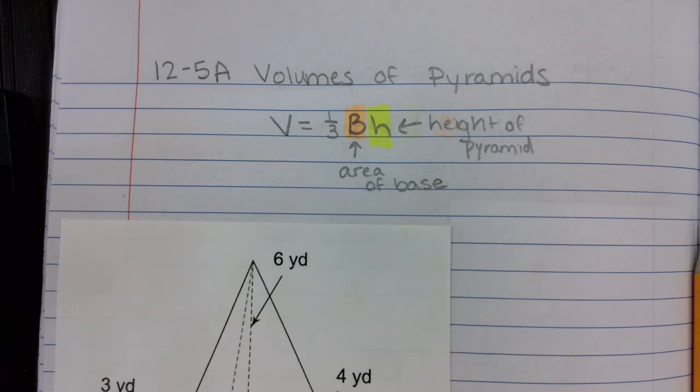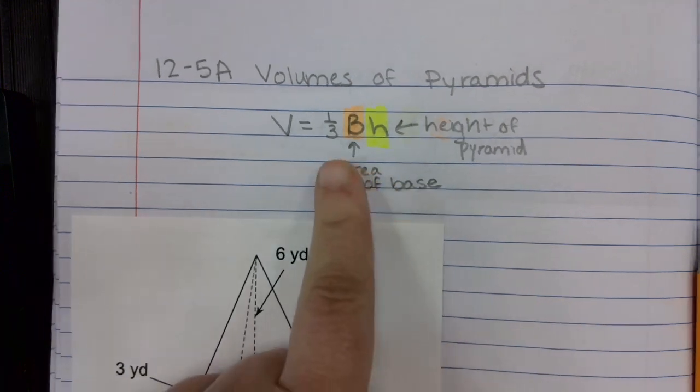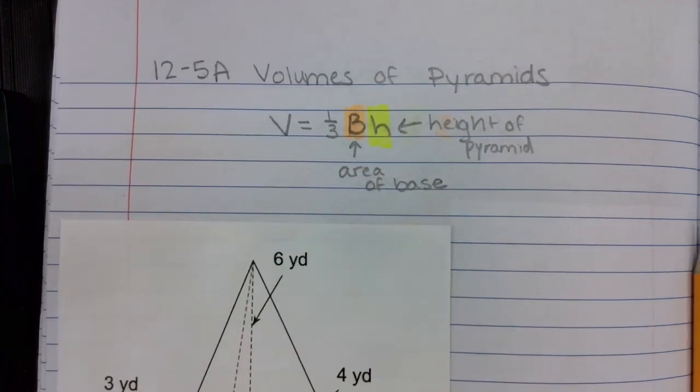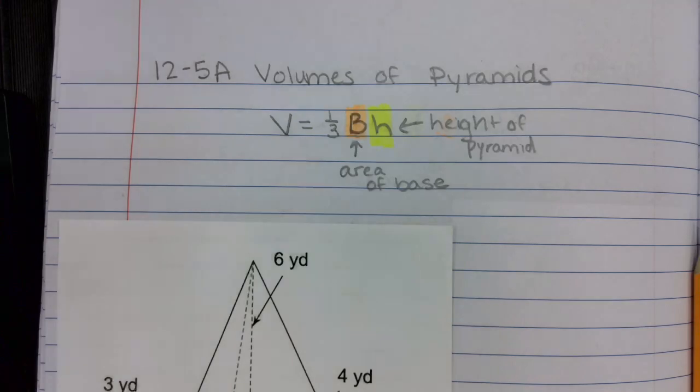Alright, so when we look at this capital B, remember that stands for area of base. What I'm still seeing is a couple of us struggling, saying okay, our base looks like it's just 5, and that's it. That would be little b, the lowercase base. We want the uppercase base, so we need to use area formulas to find the area of the base.